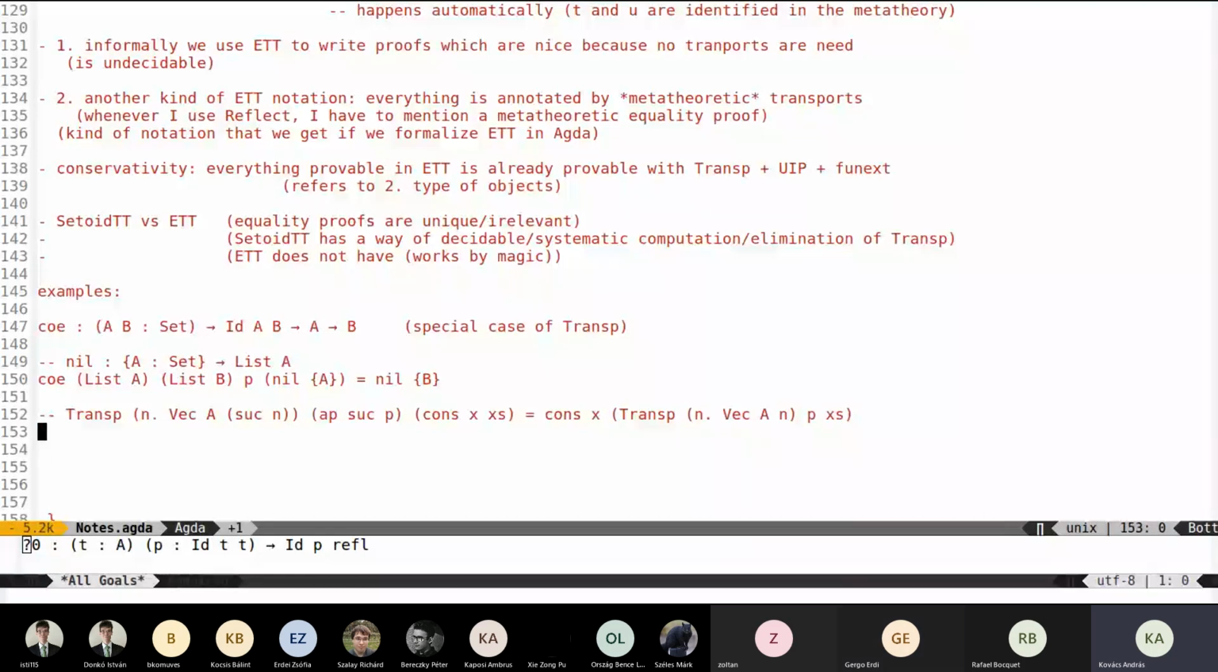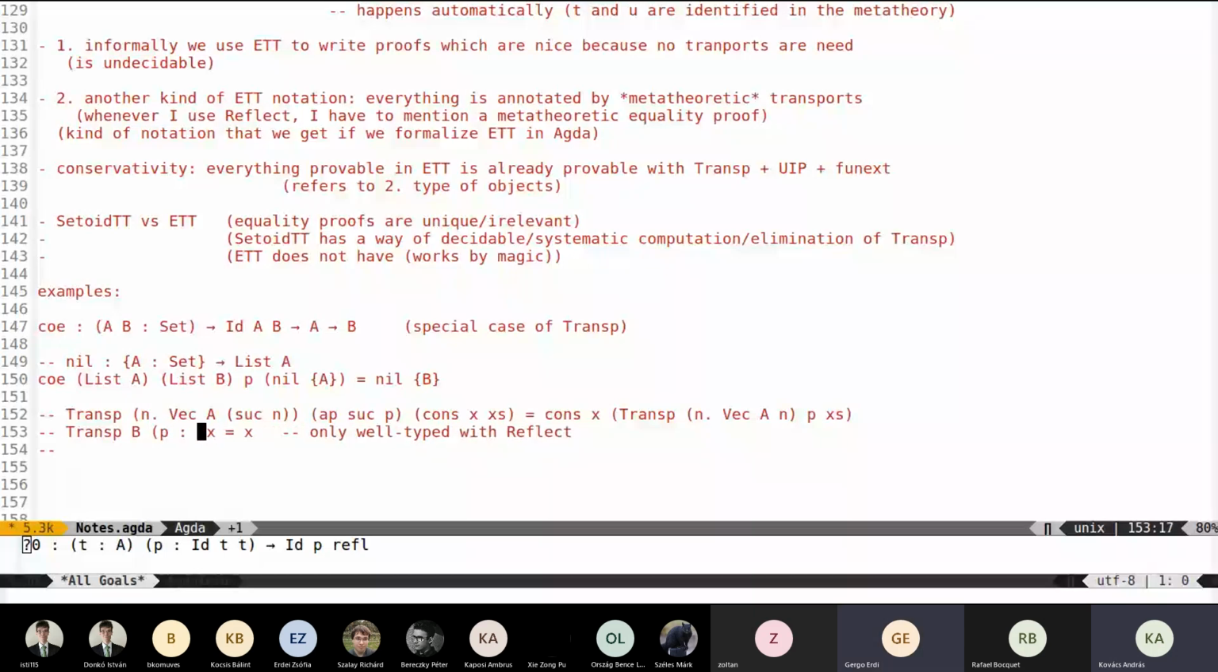So what would satisfy this equation? Suppose that I had a rule that the transp of x is equal to x. I mean, okay, transp of B p x is equal to x. But then it's not well typed yet. So it's only well typed with equality reflection, right? Because on the left side I have something which has type B of t, and on the right hand side I have something which has type B of u.